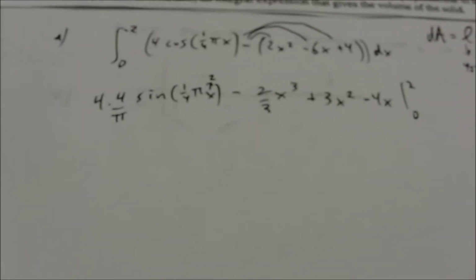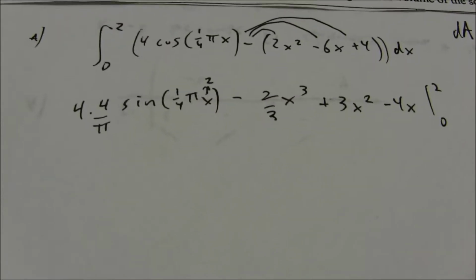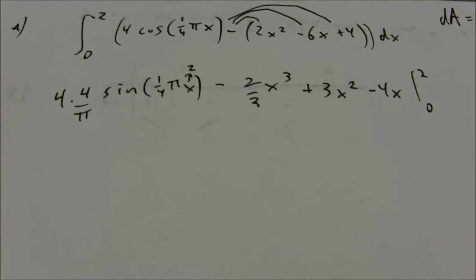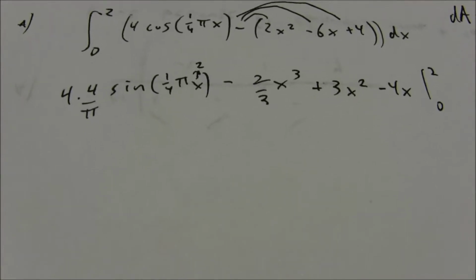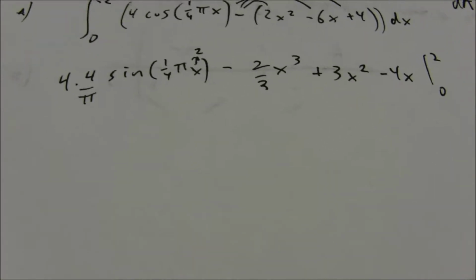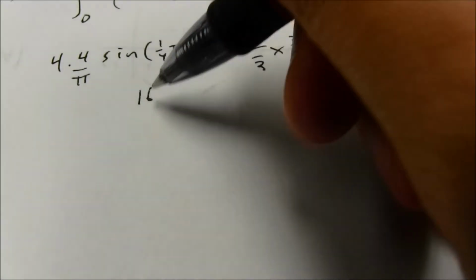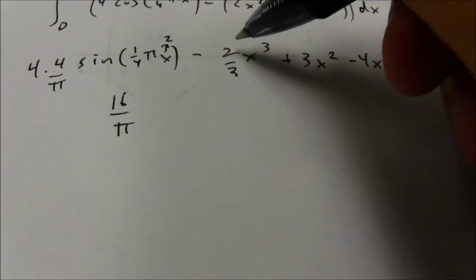Anyway, if I evaluate it at 2 here, that's going to be sine of pi over 2. Let's see if we can get the focus back. Okay, that's going to be sine of pi over 2. Sine of pi over 2 is just equal to 1. So I'm basically going to get just 16 over pi for that first part.